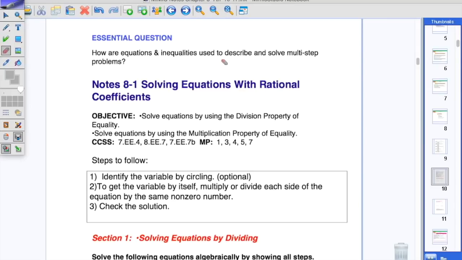The essential question to go along with the chapter is how are equations and inequalities used to describe and solve multi-step problems. Our notes on 8.1 is called Solving Equations with Rational Coefficients. That means our number attached to the variable is a rational number. So it's any number that can be written as a fraction, which includes your set of integers, natural numbers, and whole numbers. So we're going to solve equations by using the division property of equality. We're going to solve equations by using the multiplication property of equality.